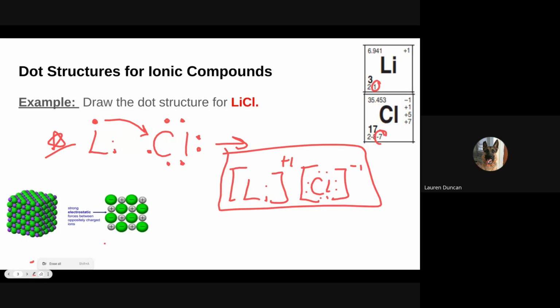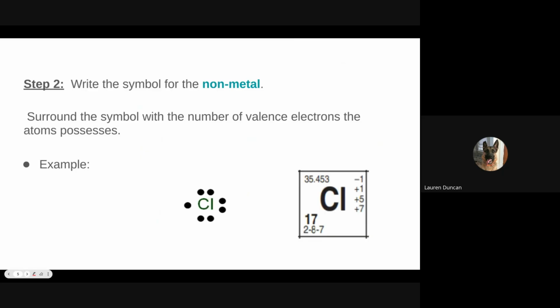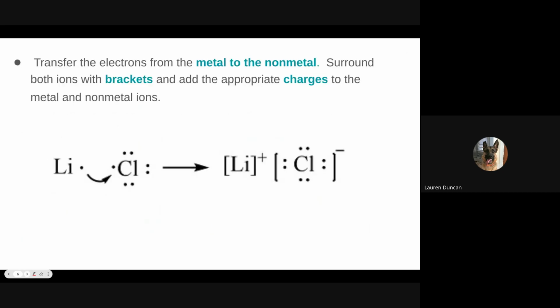Okay. So the next couple of slides here are just basically what I just went through. When you go to draw an ionic dot structure, you write the symbol for the metal first, surround that symbol with the correct number of valence electrons, outermost electrons for that element. Do the same thing with the nonmetal, write the symbol, draw 1 dot for every valence electron in the nonmetal atom. And then remember, you always transfer in an ionic bond. They're formed via valence electron transfer.